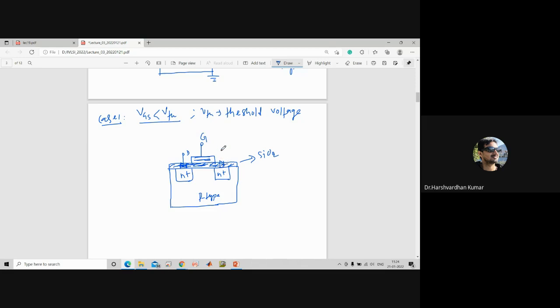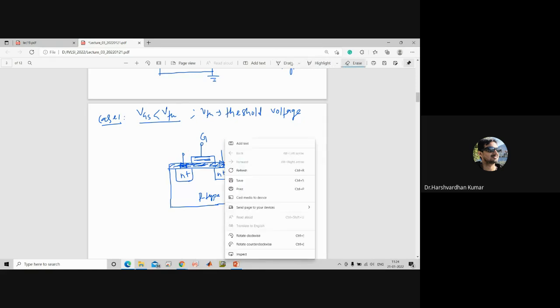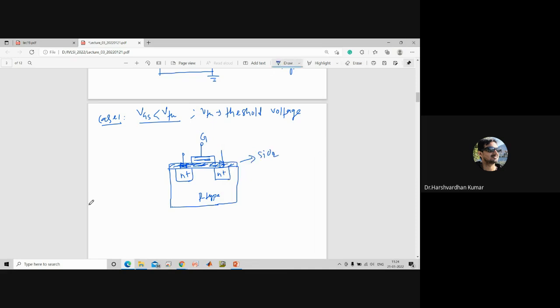So here you can see the condition, that is the drain. Drain and source can be interchangeable, but here we will write in the same fashion as we have done earlier. So just see here, this will be the source and this is the drain. So the configuration of this, the biasing will be like that.